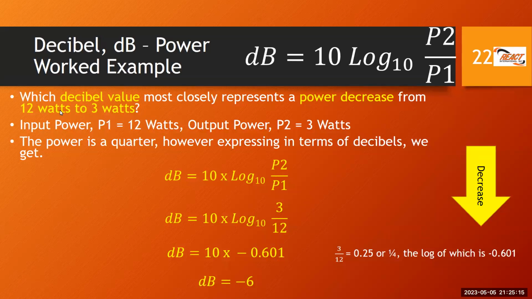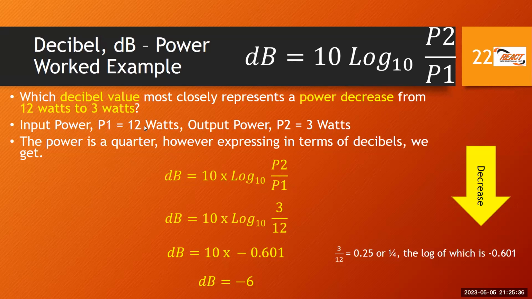If my input power is 12 watts and my output power is 3 watts, I reduce the power by a quarter, right? So you can figure that out by just looking at it. But I don't want to just know it's a quarter the power. I want to know what is my loss in terms of dB, right? So I need to use my trusty decibel formula.